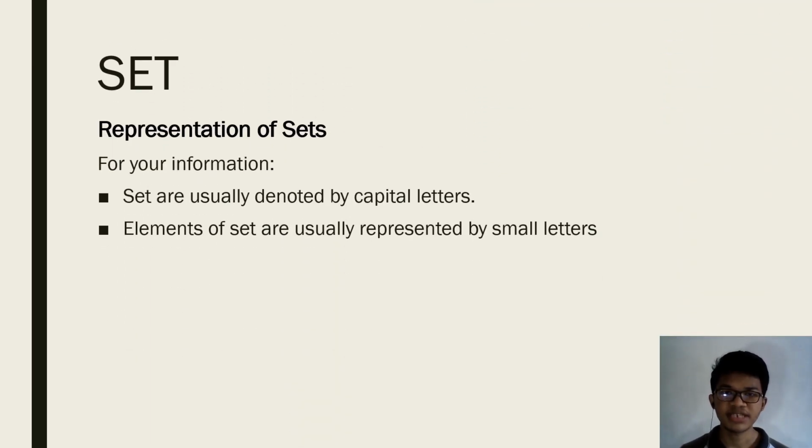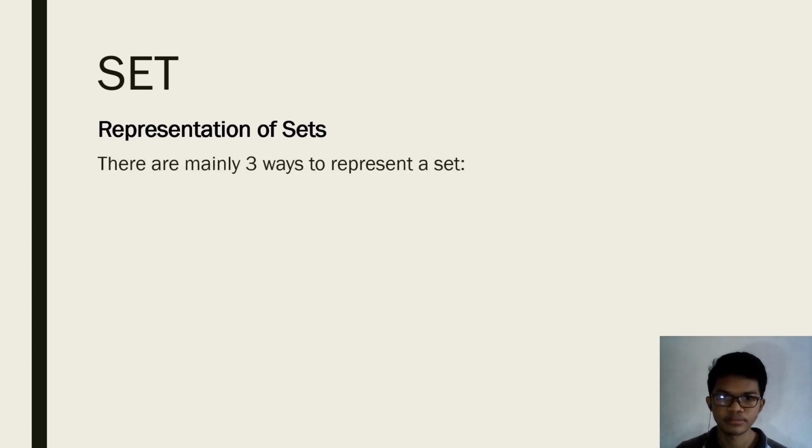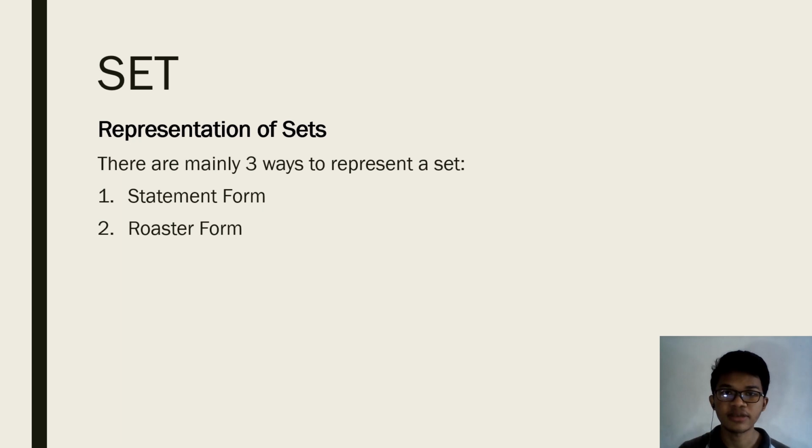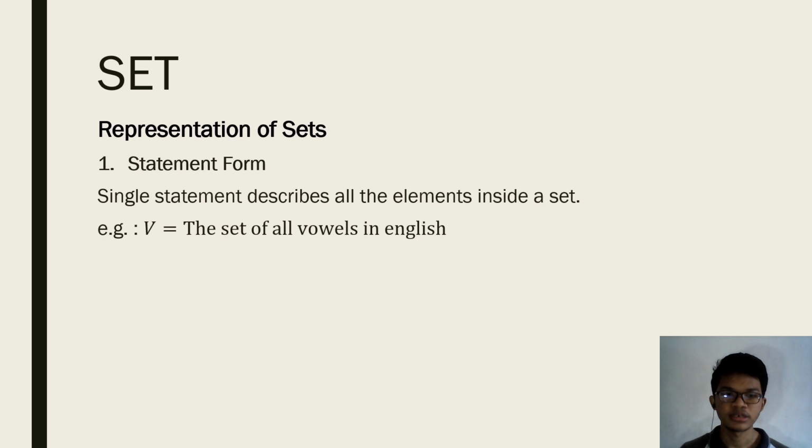Now about representation of sets. For your information, sets are usually denoted by capital letters and elements of set are usually represented by small letters. There are mainly three ways to represent a set. The first is statement form, the second is roster form, and the third is set builder form. In statement form, a single statement describes all the elements inside the set. For example, V equals the set of all vowels in English.